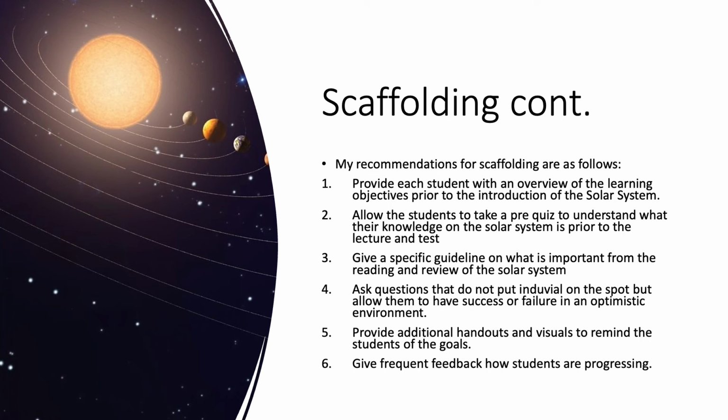Provide each student with an overview of the learning objectives prior to the introduction of the solar system. Allow students to take a pre-quiz to understand what their knowledge on the solar system is prior to the lecture and test. Give specific guidelines on what is important from the reading and review of the solar system. Ask questions that do not put individuals on the spot, but allow them to have success or failure in an optimistic environment. Provide additional handouts and visuals to remind the students of their goals. Give frequent feedback on how students are progressing.